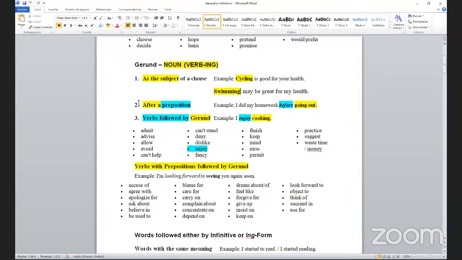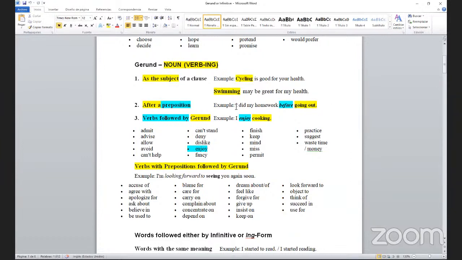The second use of a gerund is that we always use it after prepositions, okay? For example, what kind of prepositions could we see? Here, we could see these prepositions: accuse of, agree with, apologize for, ask about, believe in, for, about, feel like, okay? So these are the prepositions that we are going to find, and after them we always have to use the gerund.